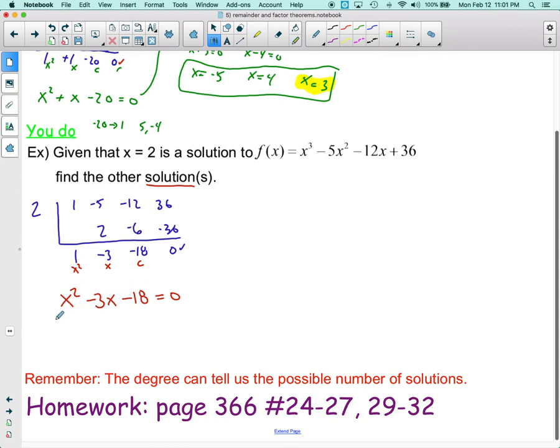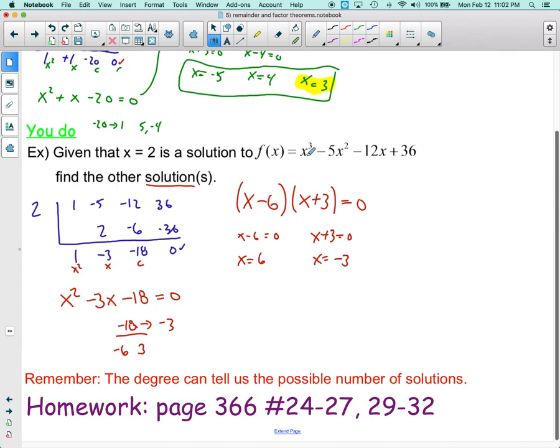So AC method, shortcut AC method, since A is 1. So we need factors of negative 18 that add to negative 3. And that would be negative 6 and positive 3. So that would give us x minus 6 and x plus 3 equals 0. So x minus 6 equals 0, so that means x equals 6. And here we get x plus 3 equals 0. So that means x equals negative 3. So there's 2 of our 3 answers. And then don't forget about the first answer they gave us, x equals 2.